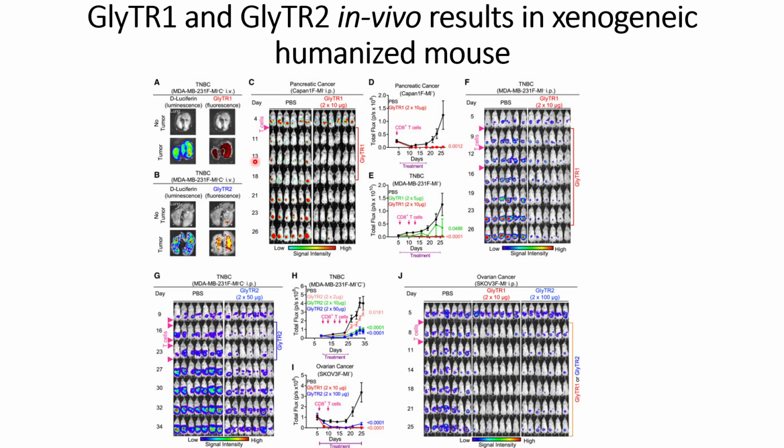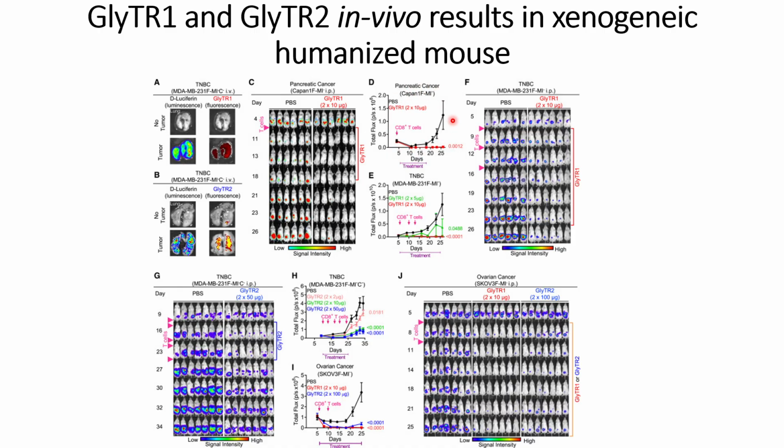tumors. Thereafter, they checked first the pancreatic cancers, where they used Capan-1 tumors that are induced into the mice, and for the control they induced PBS. What they are able to see is that in the case of PBS there is a growth in the tumors, whereas in the case of GlyTR1 induced CAR, they see a regression of the tumors, and the quantifications are shown in panel D and panel E.